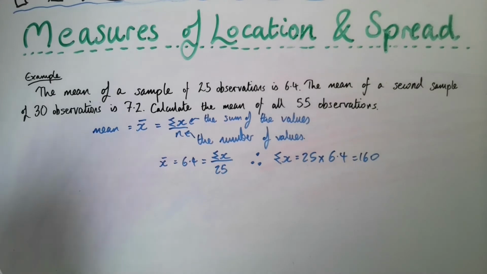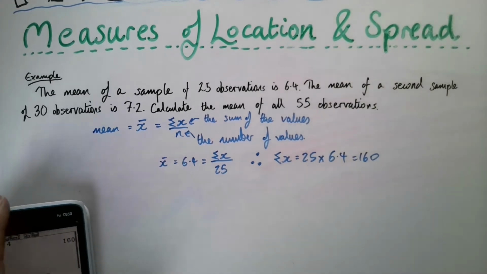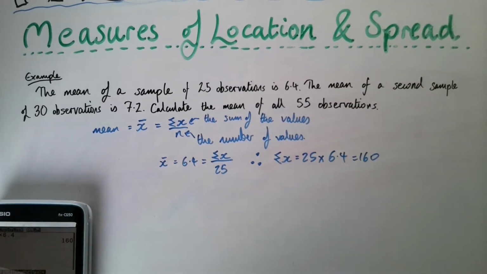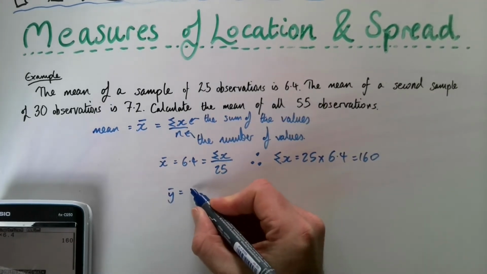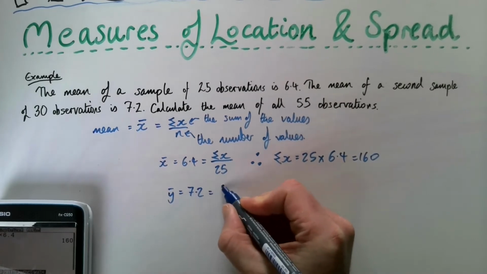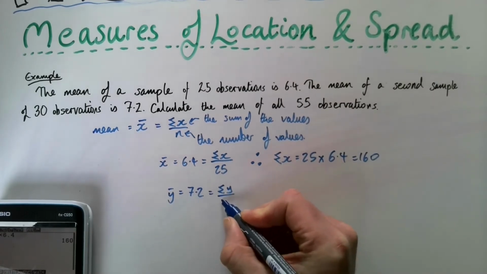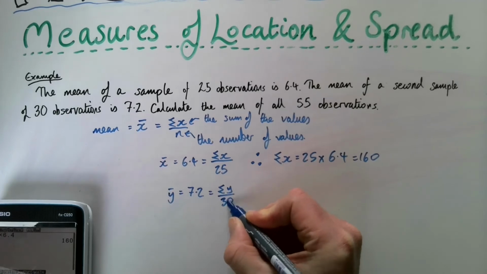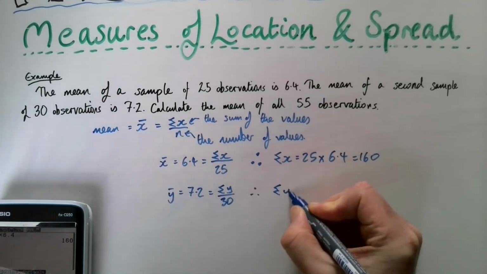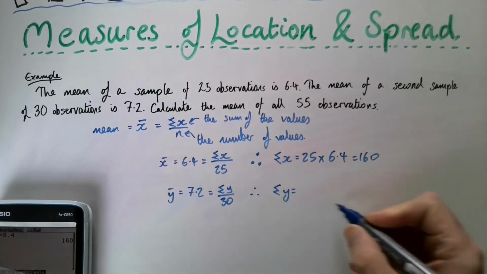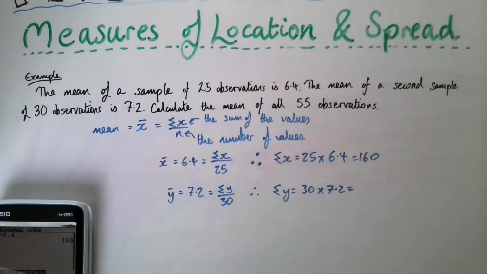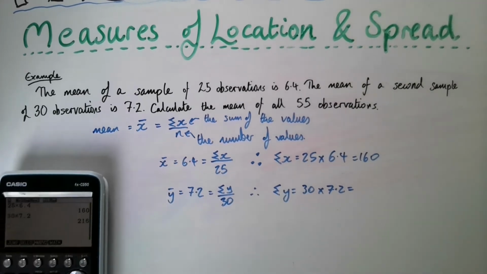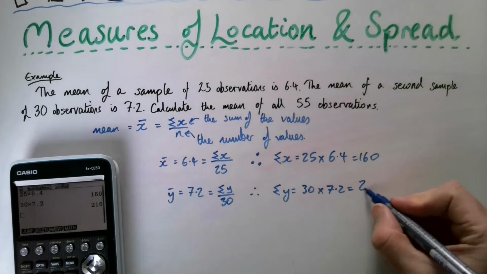Then we just need to do the same thing for the second sample of observations. So I might call those y. So we know the mean of y is 7.2. So the sum of the y's will have been divided by 30. So I can say that the sum of the y's is going to be 30 times 7.2, which is 216.